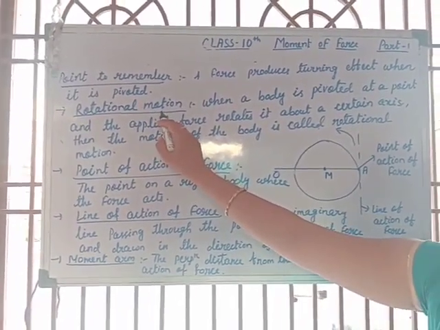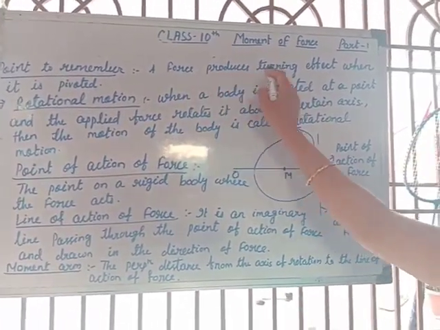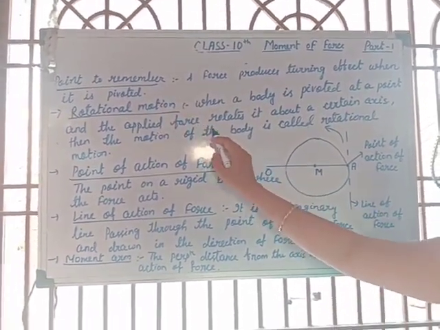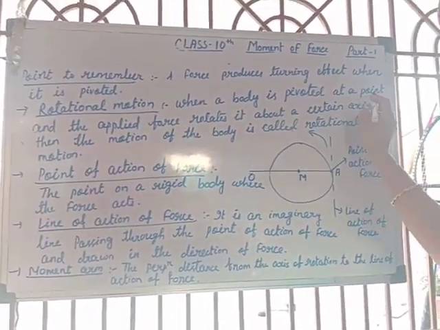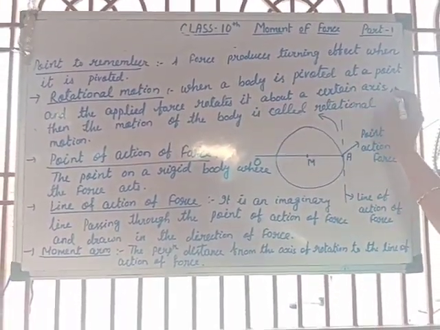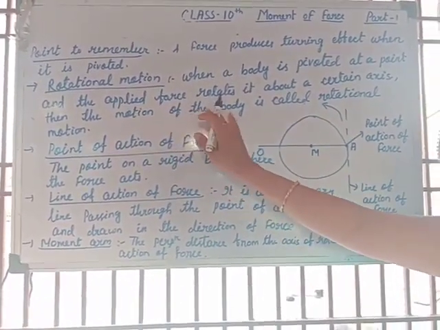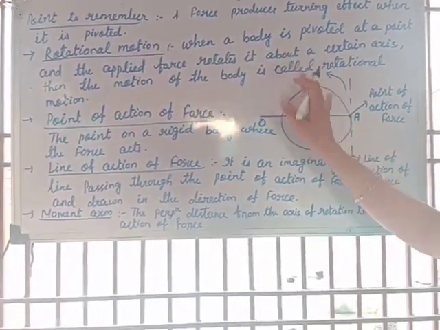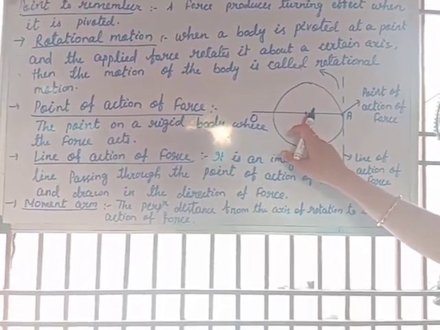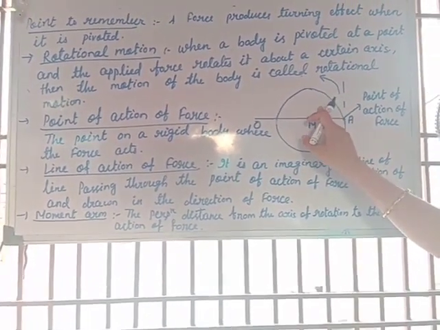Before going to rotational motion, you have to remember one point: a force produces a turning effect when it is pivoted at a point. Now go to that. When a body is pivoted at a point and the applied force rotates it about a certain axis, then the motion of the body is called rotational motion. Here it is not producing rotational motion because it is not allowed to move, but it can give a turning effect.